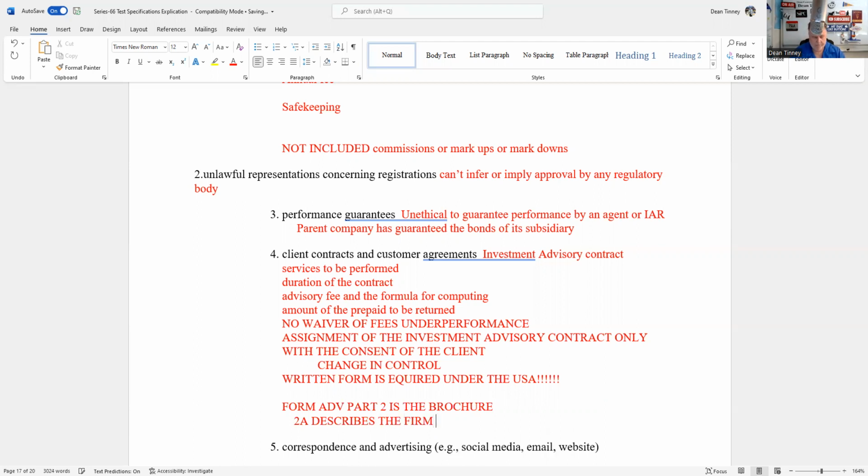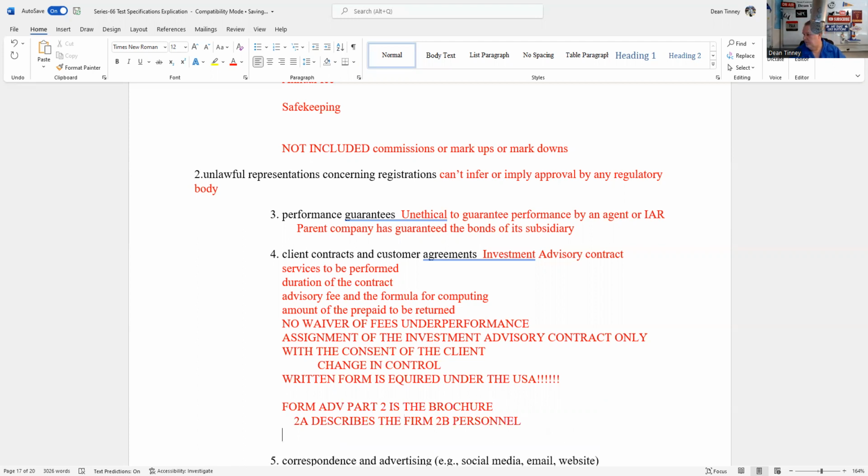And 2B describes the personnel. So we're going to give people that brochure. Now, if I'm soliciting the client and I give them the brochure, so maybe it's like Dr. Jones, and I show up with Dr.